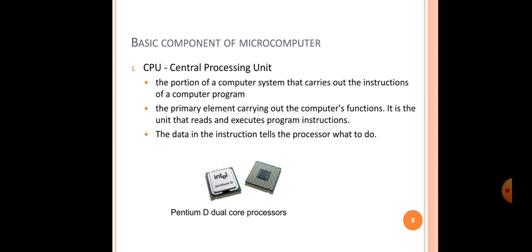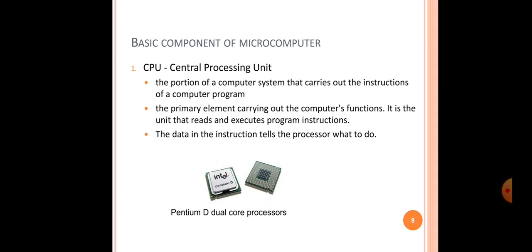So it is nothing but the CPU, that I already told you, the central processing unit, the portion of computer system that carries out the instruction of a computer program. Okay, so it is nothing but what? It carries out the instruction of a computer program. So whatever the instruction is going to execute, that is processed, or you can say carried out, by the computer.